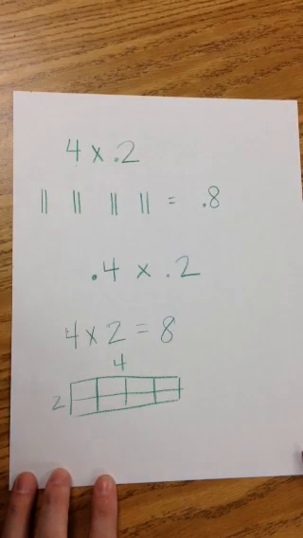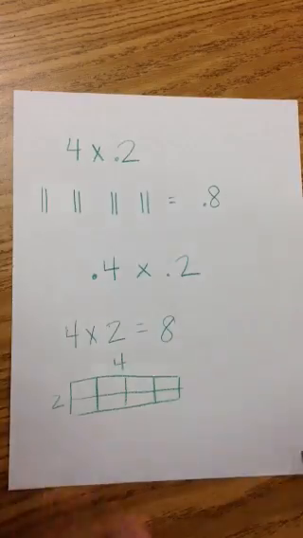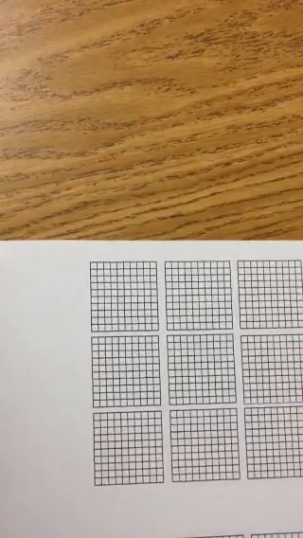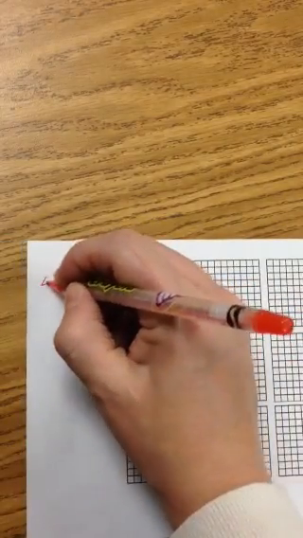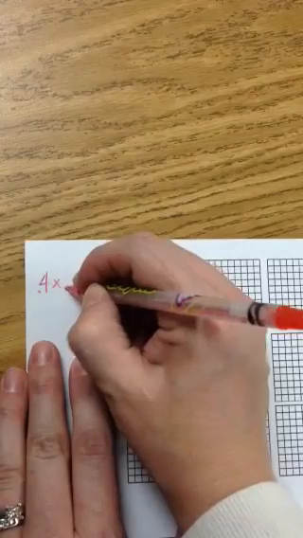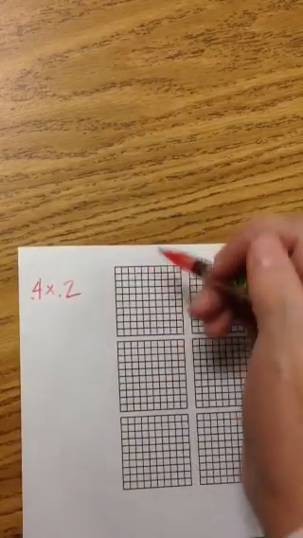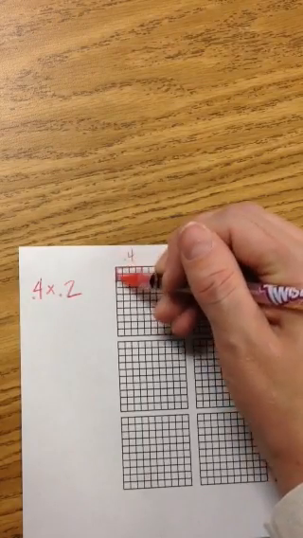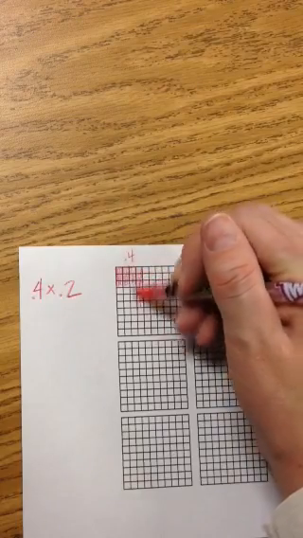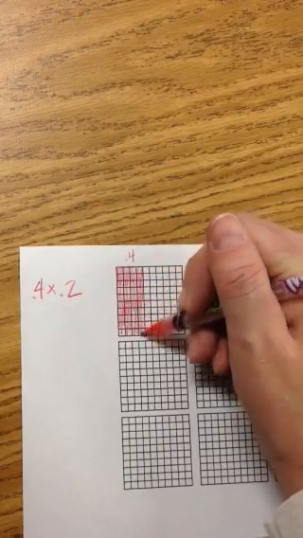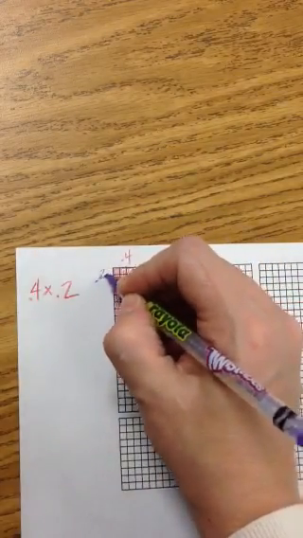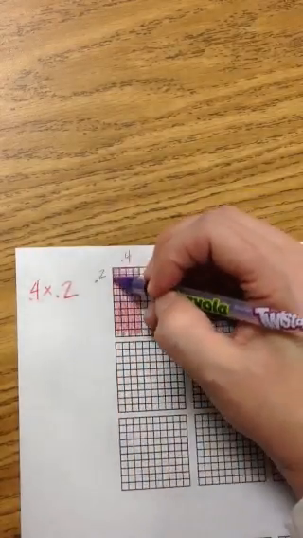We're going to use that same idea, but we're going to use hundreds grids to represent that. So I want to show you a model that is, if we're still doing 4 tenths times 2 tenths, I want one side to be 4 tenths long. So I'm going to shade in this as 4 tenths. So I want to represent that as 4 tenths long. And then I also want it to be 2 tenths wide. So I'm going to shade in 2 tenths this way.